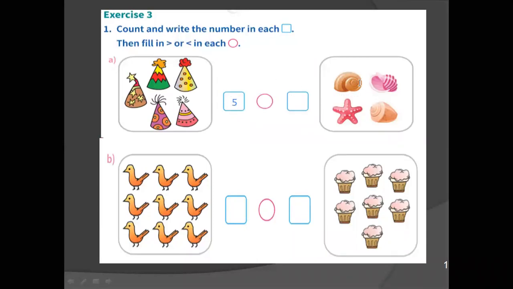Now, how many are here? This all we can find in the C. 1, 2, 3, 4. So, how many are there? 4. So, now 5 is greater or 4 is greater here? Yes, obviously 5 is greater. 5 is greater. Now we will draw the greater symbol. Okay.